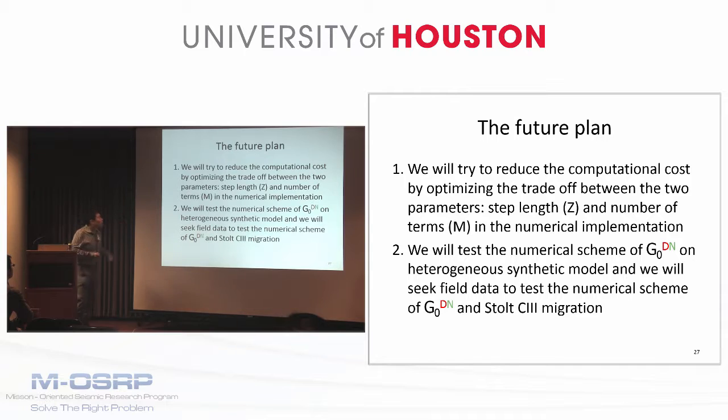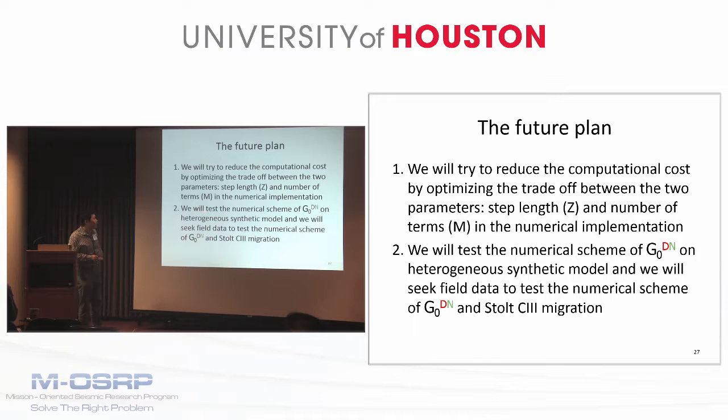For the future plan, the next step: First, we will reduce the computational cost by optimizing the trade-off between the two parameters, step length and the number of terms. For example, if we use a smaller step length, we can use a smaller number of terms. That will reduce computation cost, but we need to use more steps, which will increase the computation cost. So we need to balance those two parameters to get a minimum cost numerical scheme.